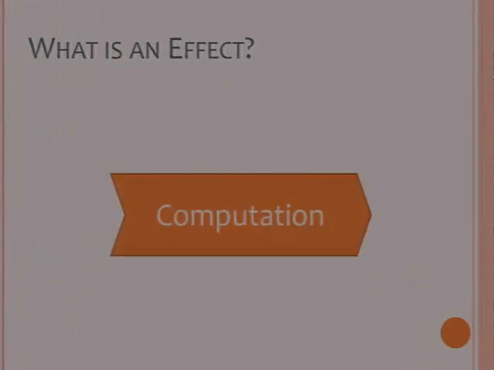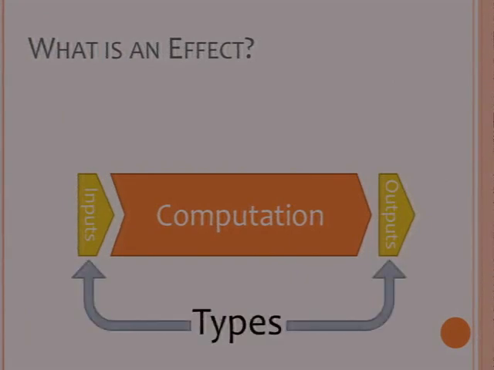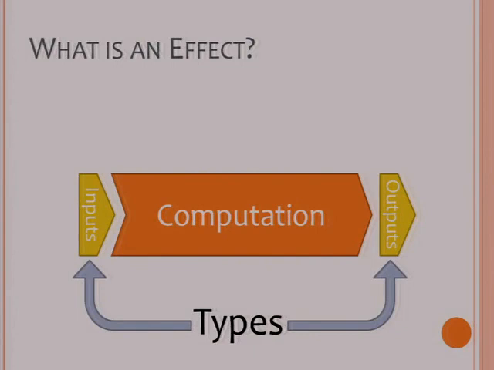So if we consider computation, sure, it has inputs and outputs, and we use types to classify what those inputs and outputs look like. But this talk isn't about types. This talk is about effects. So how do effects fit into this picture? Well, an effect, rather than being a classification of the interface of a computation, is a classification of the internals of a computation.